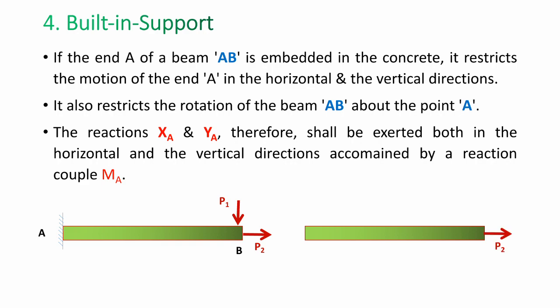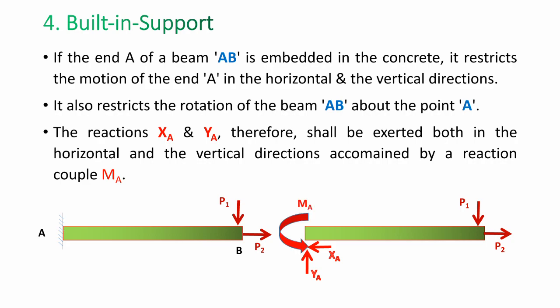When the P2 force is acting, then automatically the same reaction force in the same line of action is generated, that is the x component. Similarly, when the P1 force is acting, a component force acts in the vertically upward direction, because the restrictions are given at A, not at B. So the reaction forces are also generated at A only.